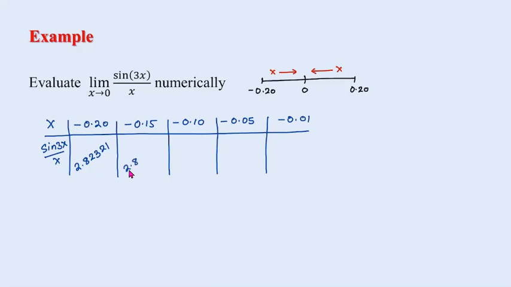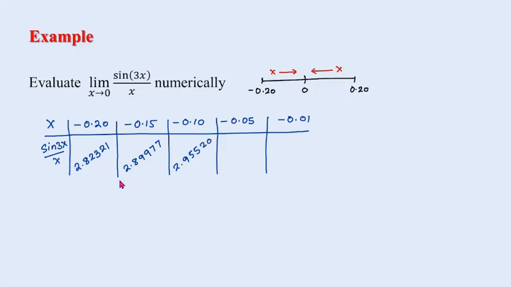I got 2.8997. So you can see the values are increasing: 2.8, then 2.89. So it's increasing. Now let's go here and plug in negative 0.01. So if we plug in negative 0.01, you will see the value will be 2.95520.